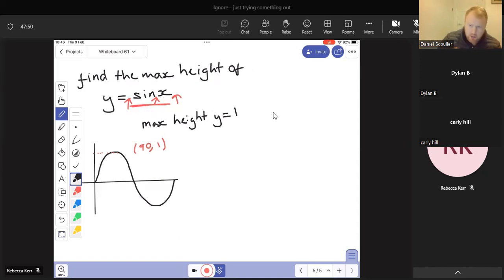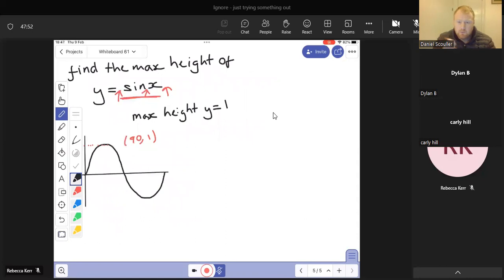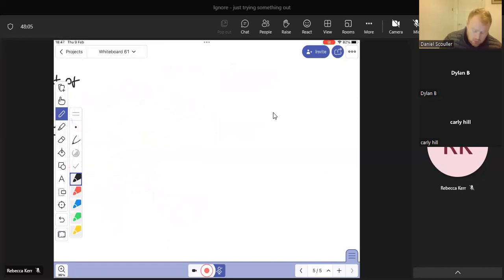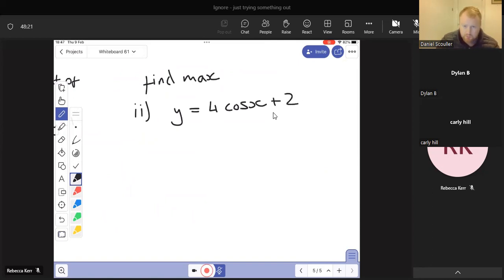Okay. Likewise, we can do that for cos. So cos is going to have a maximum when we're at 0 and when we're at 360, but the maximum is still going to be 1. Same question. Find the maximum, and it could be height or it could be something else. If y equals 4 cos x plus 2.